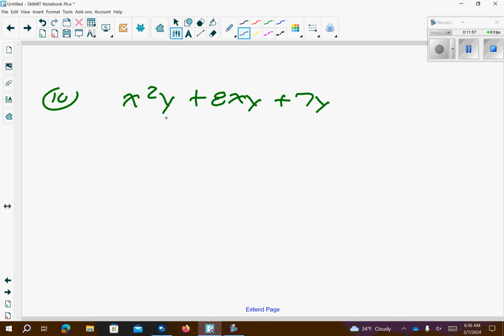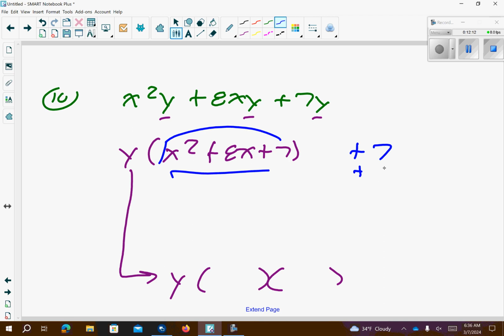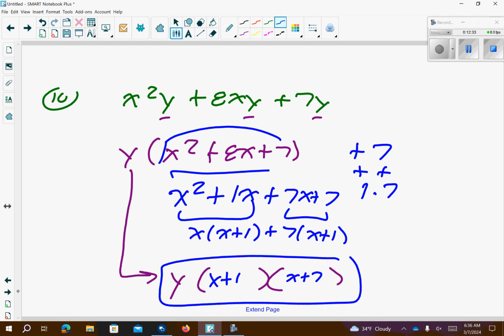Number 10, it looks like they all have a y in common. I have x squared plus 8x plus 7. Let's bring this y down. Okay, so I'll put a 1 out front. That's positive 7. All signs are positive. So 1 times 7 gives me 7. 1 plus 7 gives me 8. So 1x plus 7x plus 7. Factor an x out. Factor a 7 out. And there's your answer. Don't forget that y in there.